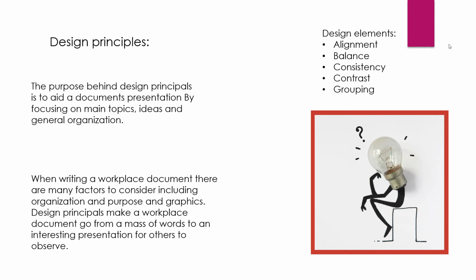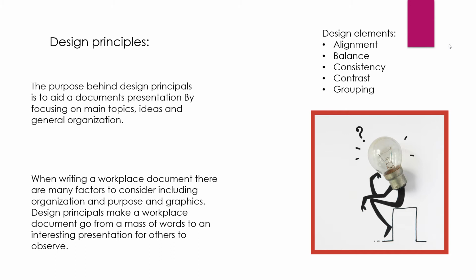Alignment. Alignment aids the reader's natural tendency to search for visual relationships. Ways of doing this are vertically aligning subjects and topics, as well as horizontally aligning pictures with sections of text.